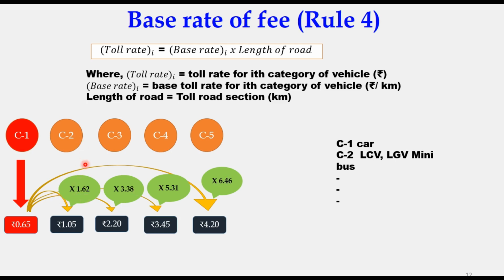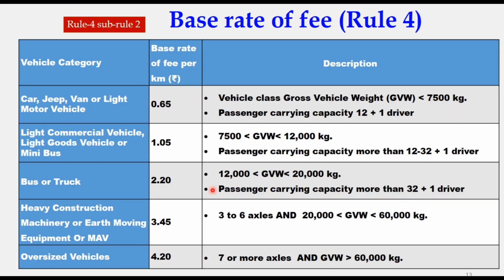For LGV and LCV or minibus, it is 1.62. So base fare or base fee becomes 0.65 into 1.62, that is 1.05. And for multi-axle truck, it is 6.46. So it becomes 4.20 per kilometer. This is the table which tells the base rate of fee under Rule 4 of the 2008 Act.